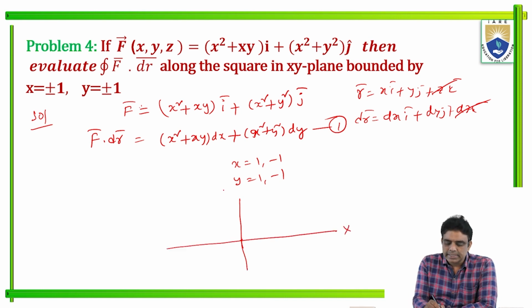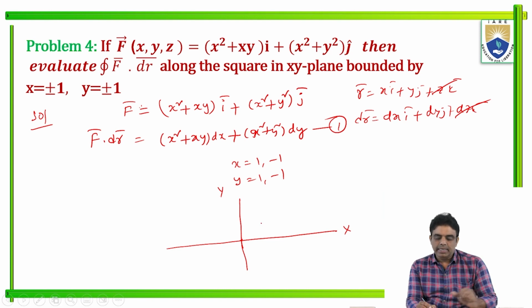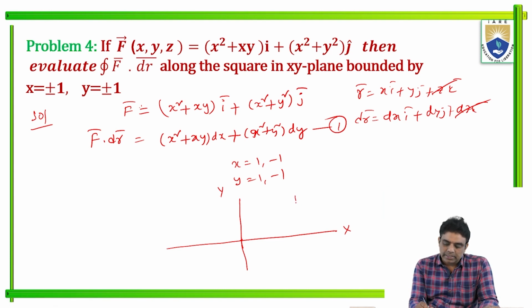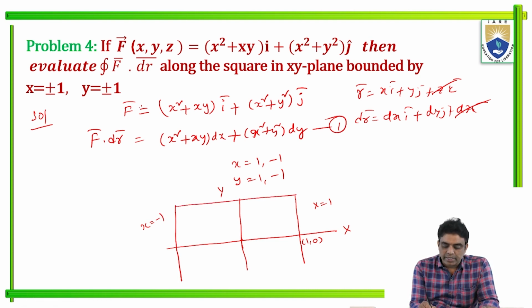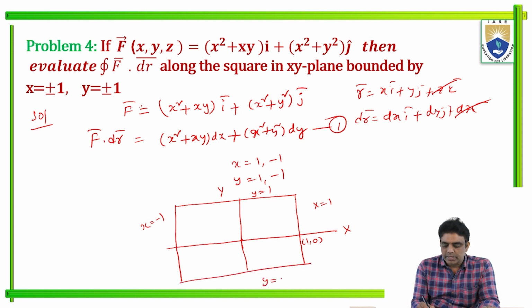This is the x-axis, this is the y-axis, and this is the line x is equal to 1, passing through (1, 0). And x is equal to minus 1, at the same distance, you will have the line x is equal to minus 1. And y is equal to 1, this is the line y is equal to 1. And y is equal to minus 1.